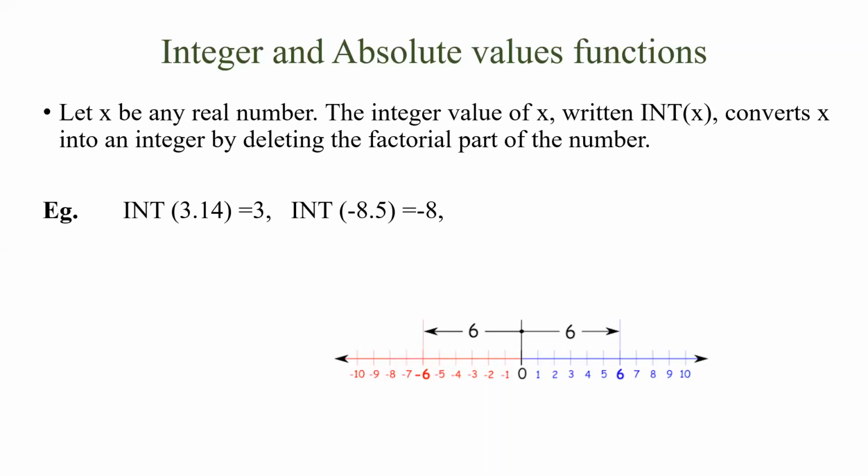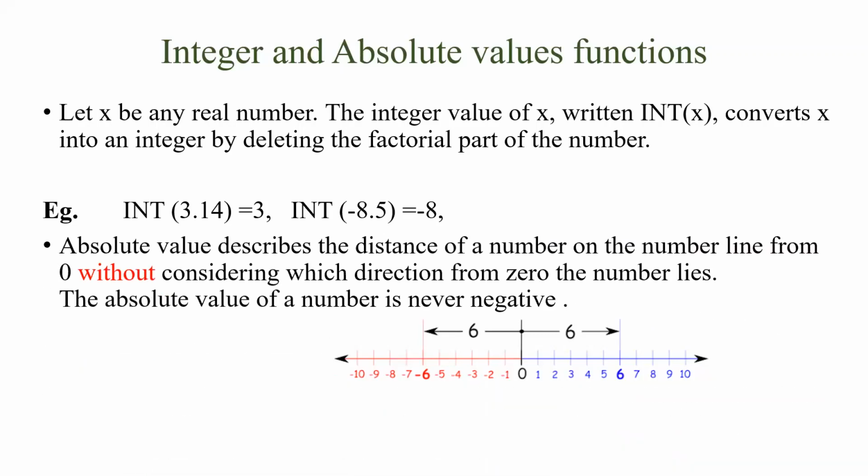Now the next function is absolute value. You might have studied absolute value in lower classes. By definition, you consider the distance of a number on the number line from 0 without considering the direction. You know that negative values are written on the left side of 0 and positive values are written on the right side of 0.